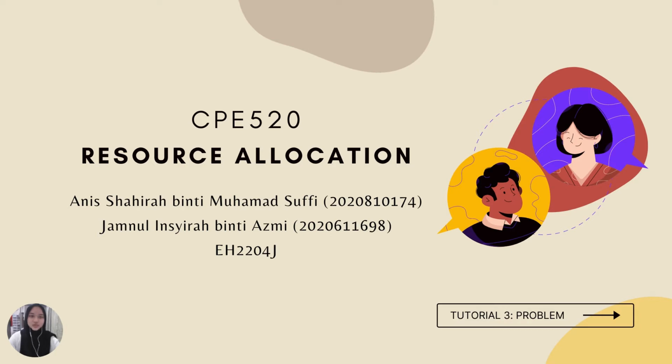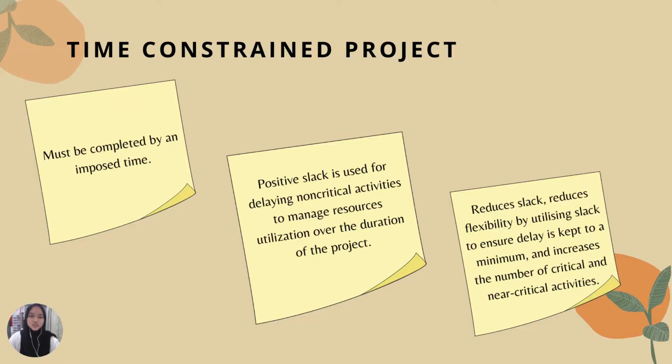Firstly, I would like to explain a bit about the resource allocation method. There are actually two resource allocation methods. The first one is the time constraint project. The time constraint project is a project that must be completed by an imposed time. It means that the project must be completed at a specific time that has been stated or mentioned.